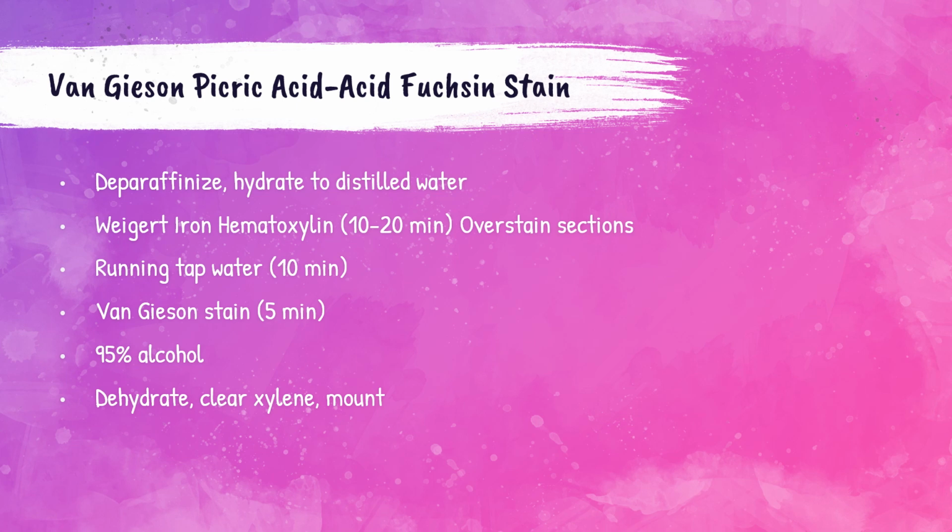So after this step, it needs to be washed in running tap water for a 10-minute period, then stained in Van Gieson stain for 5 minutes. This staining solution needs to be thrown away after use. Then the tissue slides need to be placed in 95% alcohol, then dehydrated, cleared with xylene, and then mounted with a synthetic mounting medium.